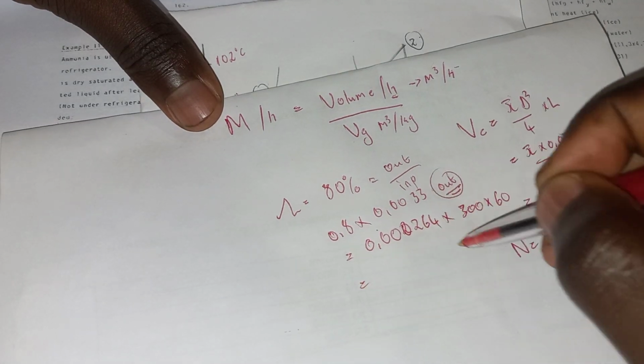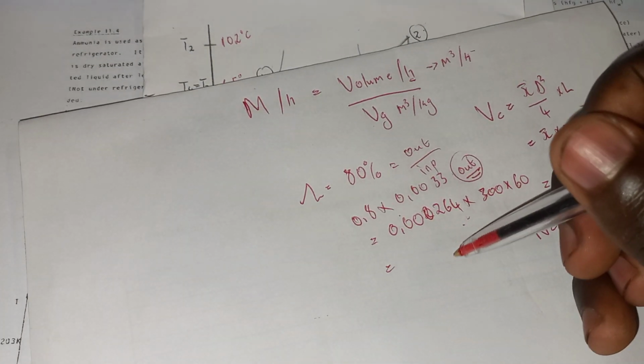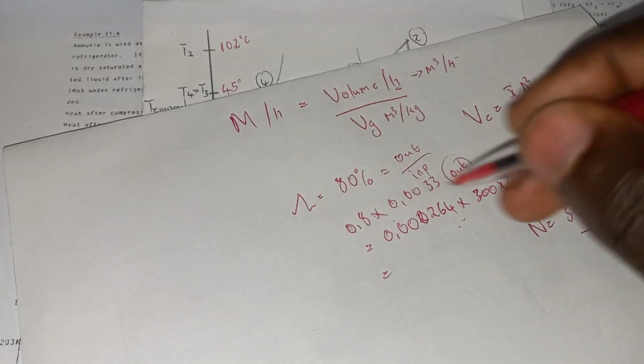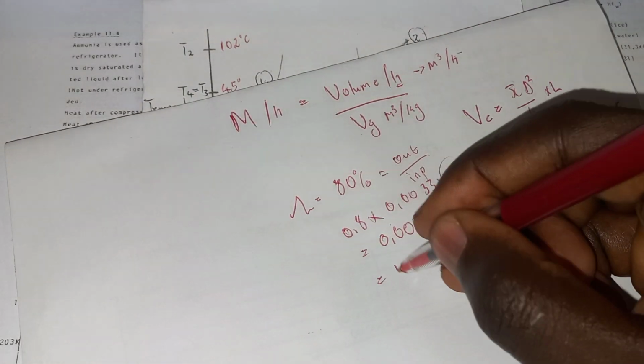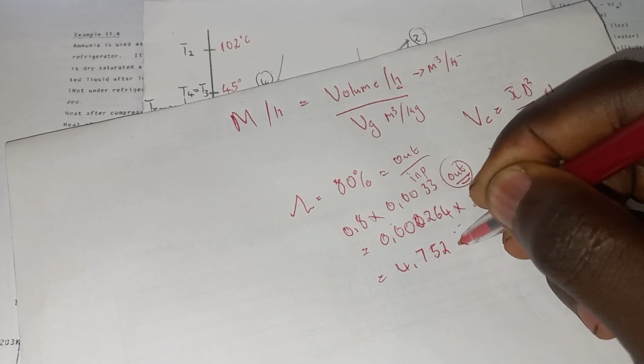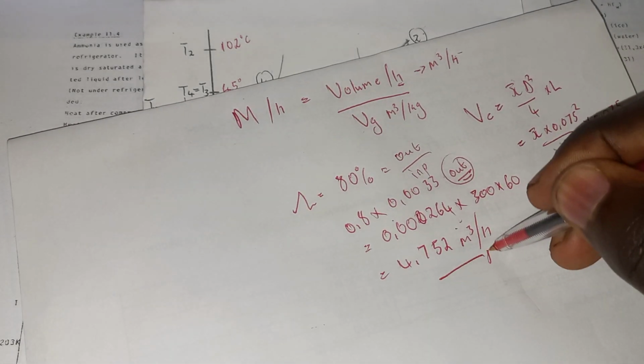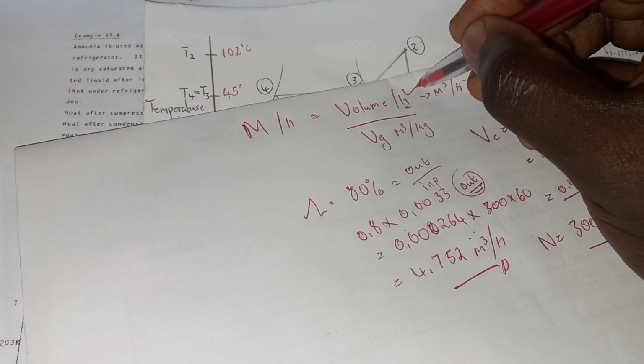And then you got your answer from here, and then from here you're going to have an answer of 4.752 cubic meters per hour of volume. So this volume is this one here on top.